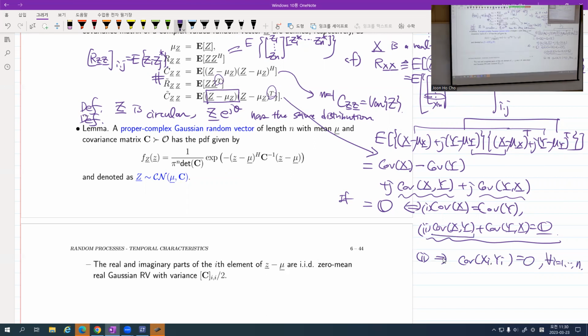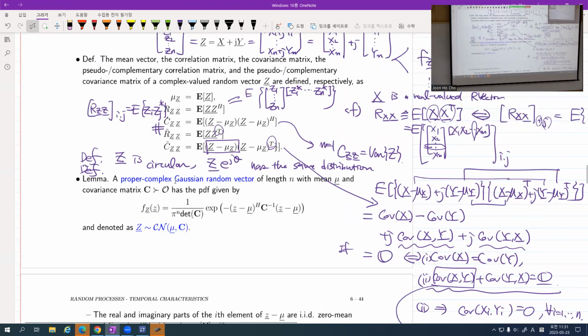What does that mean? Each one looks like this. So diagonal entries are zeros, right? But off diagonals are not necessarily 0. Anyway, here goes an additional one. So we have propriety. And of course, we want to have what? A proper complex Gaussian random vector.